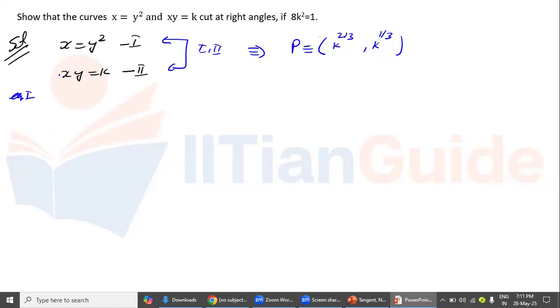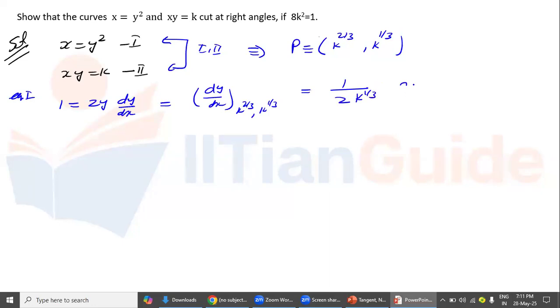Very good. Equation number 1, if you differentiate, do d by dx. So 1 is equal to 2y dy by dx. I am writing directly dy by dx at the point P, k power 2 by 3, k power 1 by 3. That is 1 upon 2y, and y is k power 1 by 3. This is the value of m1.